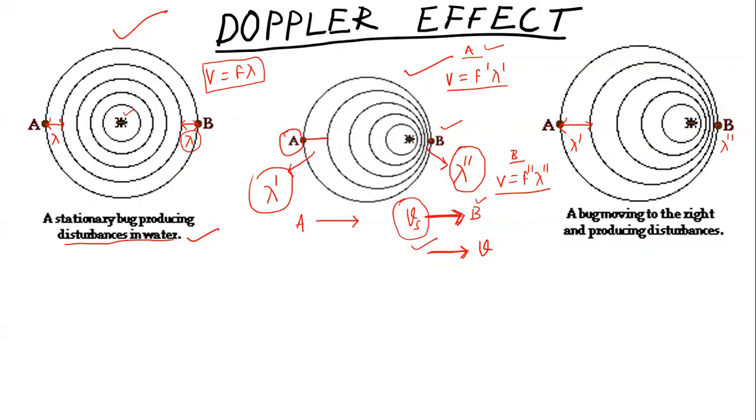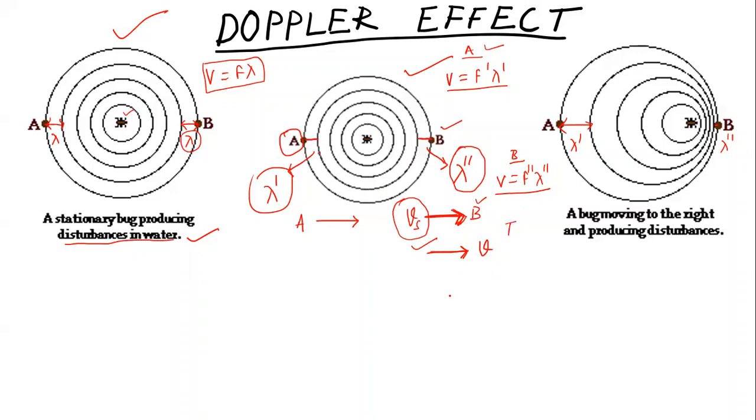So if you want to find out the relative speed here, as they are directed in the same direction in the same time t, the relative velocity here will be V minus Vs. This will be the relative velocity.